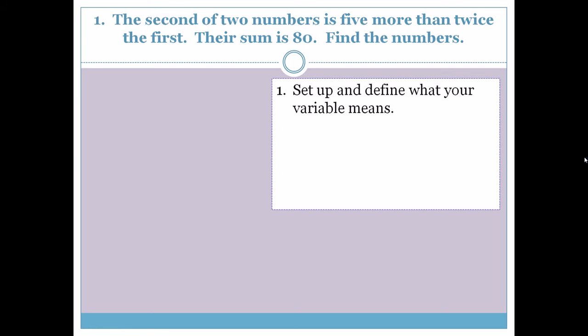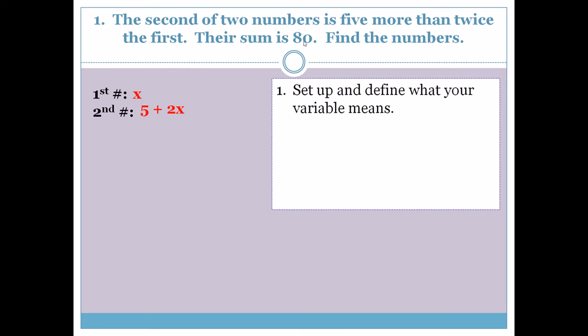What I recommend doing is set up and define what your variable means. So off to the side on my paper, I would write, okay, well, there's a first number and there's a second number. And the first number, I'm just going to call x because I don't know what it is. But I know the second of the two numbers is 5 more than, so 5 plus, twice the first. So if the first number is x, I've got to double my x. So 5 more than twice the first. When I'm able to identify what my variables are, it really helps to start writing an equation.